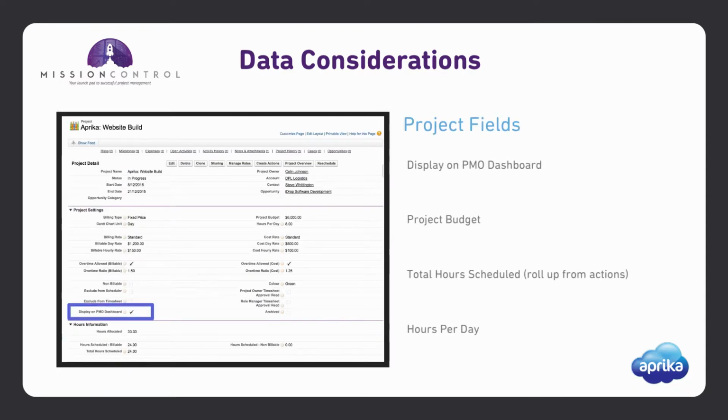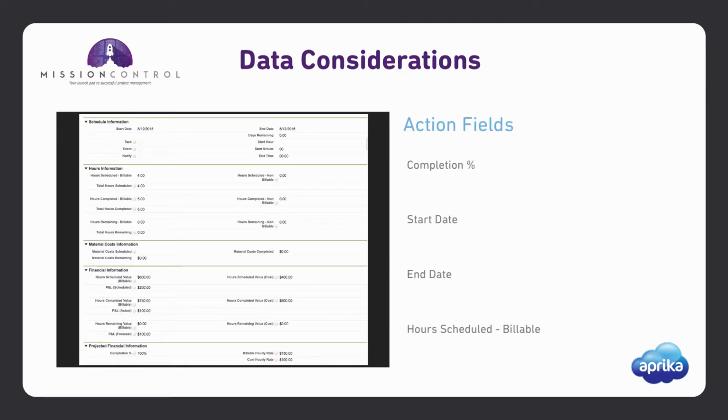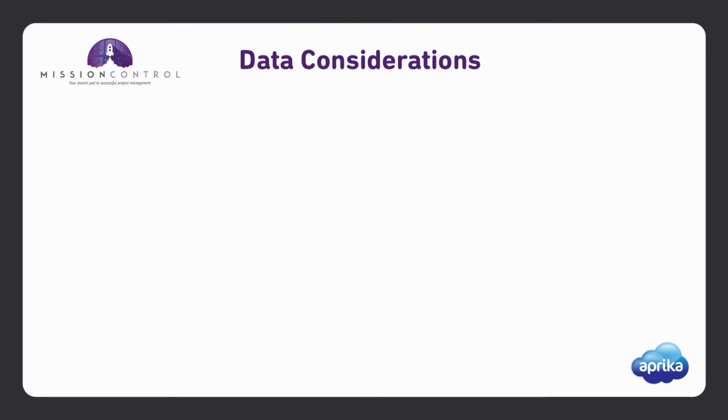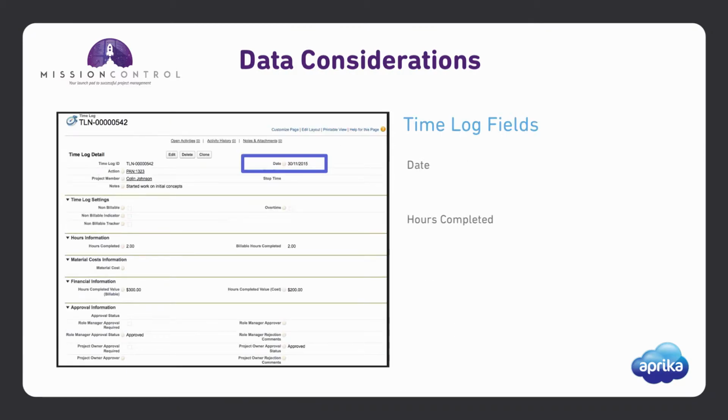At the project level, use the Display on PMO Dashboard checkbox to determine whether or not to include the specific project in the PMO dashboard. Also ensure that the project budget, total hours scheduled, and hours per day fields are populated to ensure that dashboard scores can be calculated. At the action level, ensure that the completion percentage, start date, end date, and hours scheduled billable are all completed, and at the time log level, ensure that the date and hours completed are recorded.